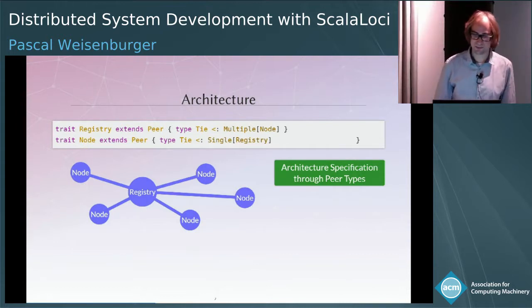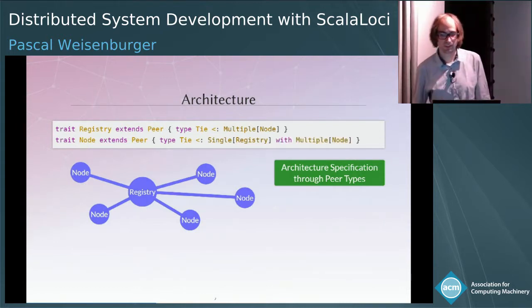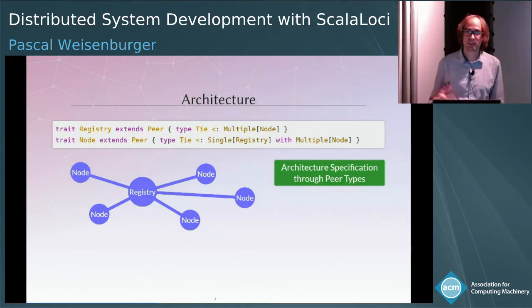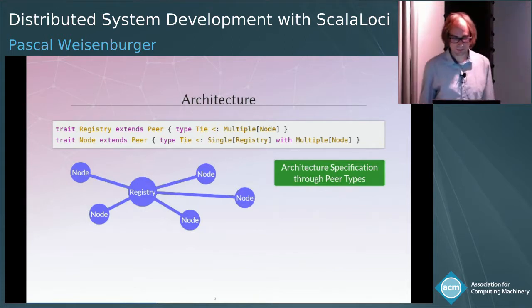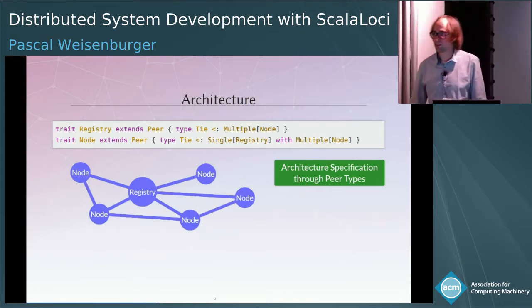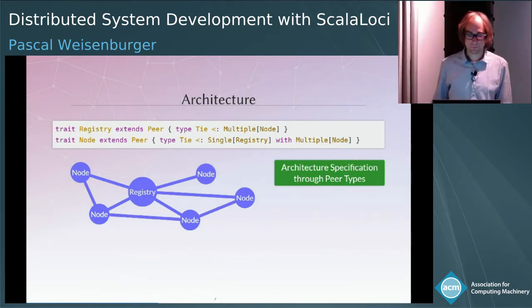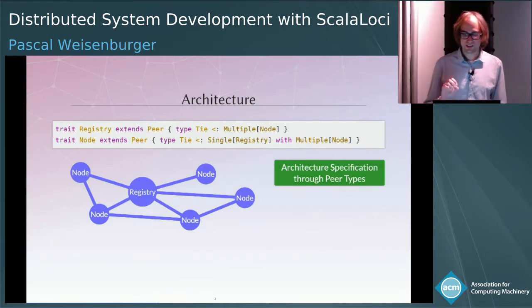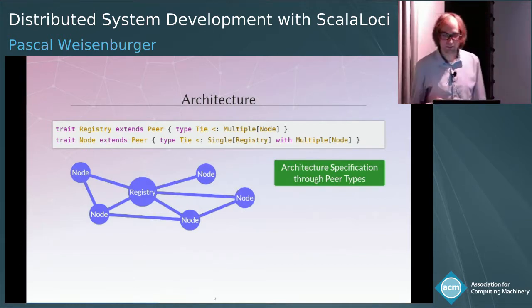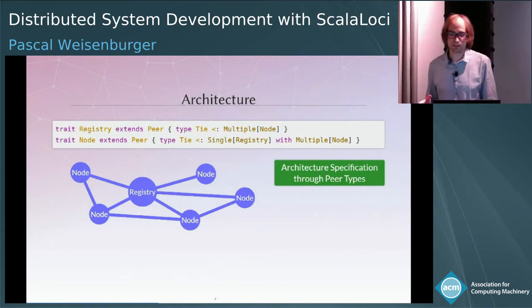We can then extend the specification for the node peer, for example, such that it also has a multiple tie to node, which means we model a different architecture where nodes can additionally connect among themselves. So using this kind of architecture specification gives us a quite flexible way to support different architectural models.